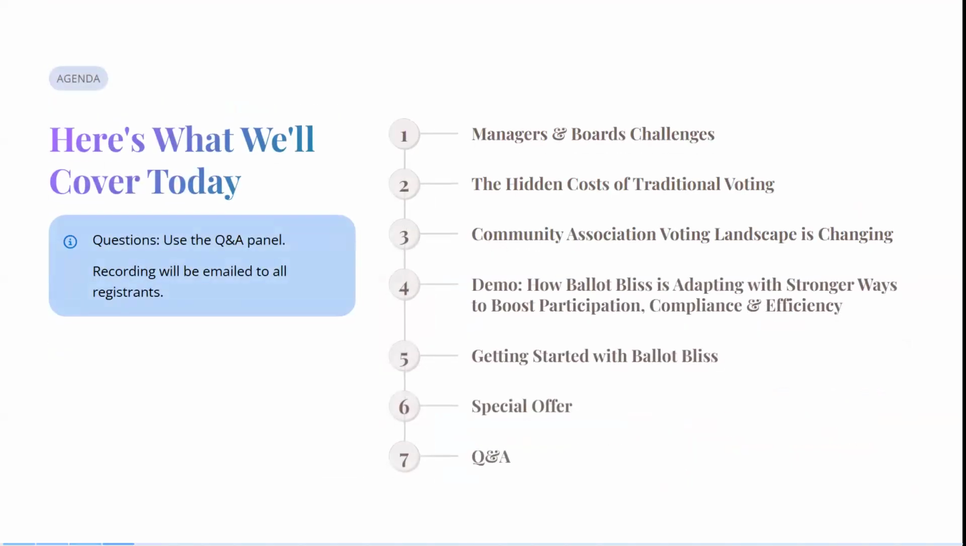A quick look at what we'll cover today. We're going to start by talking about the challenges managers and boards are facing right now, and then look at what traditional voting is actually costing associations. From there, we'll get into how the industry is shifting, and then I'll walk you through a live demo of how Ballot Bliss is adapting to boost participation, compliance, and efficiency. We'll then open it up for the Q&A. If you have any questions throughout the session, feel free to drop them in there as we go, and we'll be circling back to them at the end.